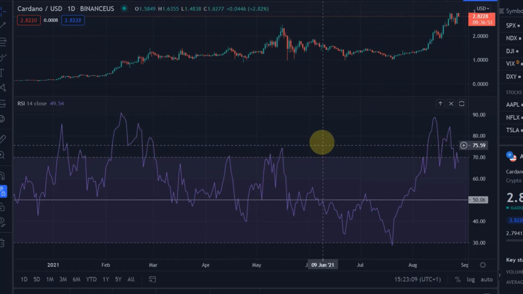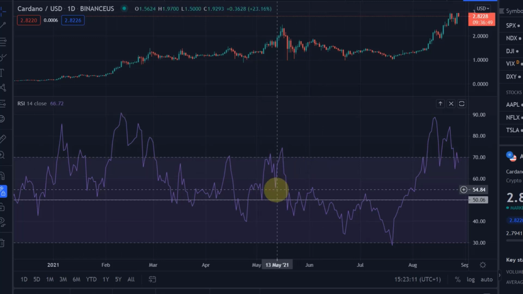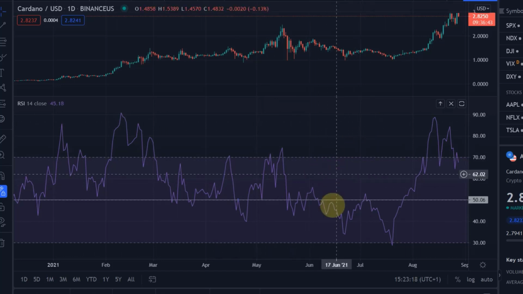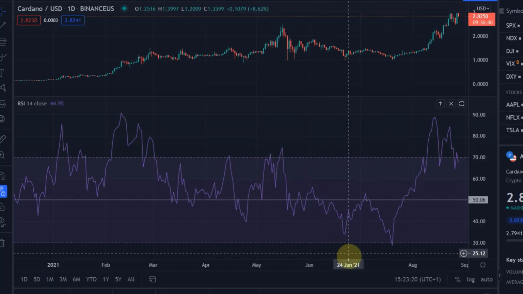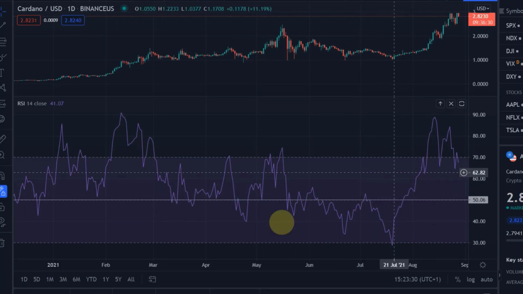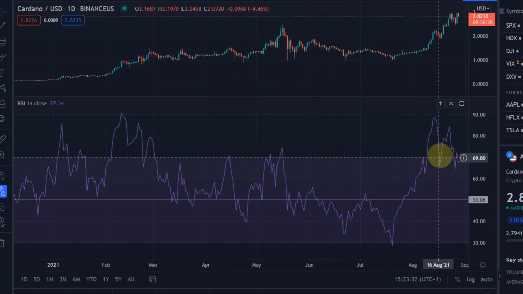So you can change these levels, but generally in a bullish market, it's trading between 60 and 90, you could say, with the 50-60 range as support, and in a bearish market, trading between maybe 10 to 50, and again the 50 is then the resistance line. That's as far as the different levels are concerned.